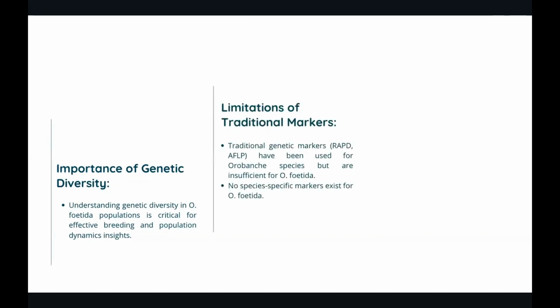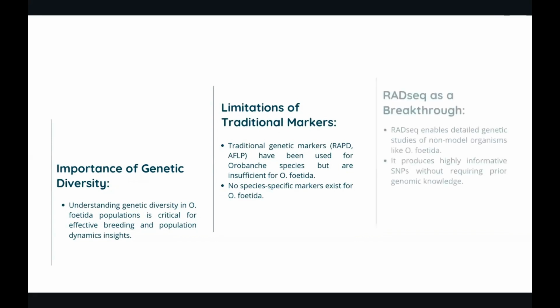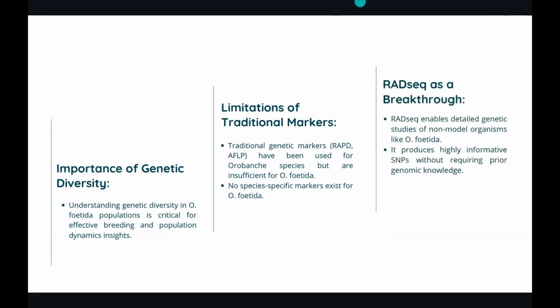However, Orobanche foetida remains underexplored from a genetic perspective. While classical markers such as RAPD and AFLP have been used, no specific markers have been developed for this species. To overcome this limitation, RAD-seq represents a powerful tool. This high-throughput sequencing method allows the generation of highly informative SNPs without prior knowledge of the target genome.